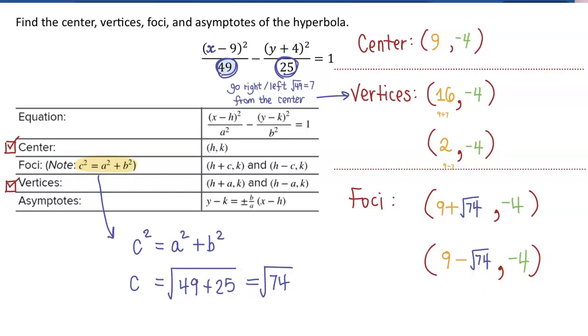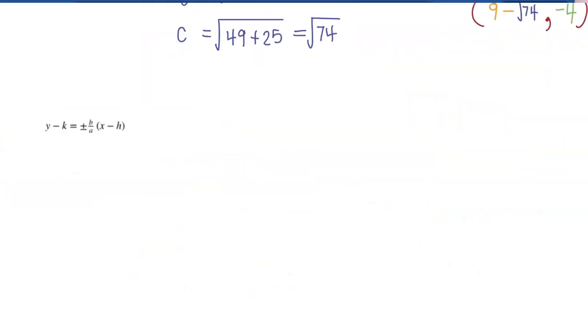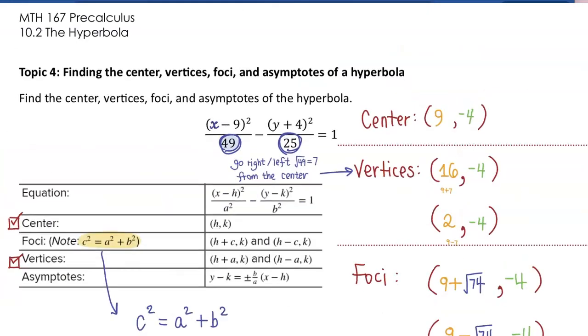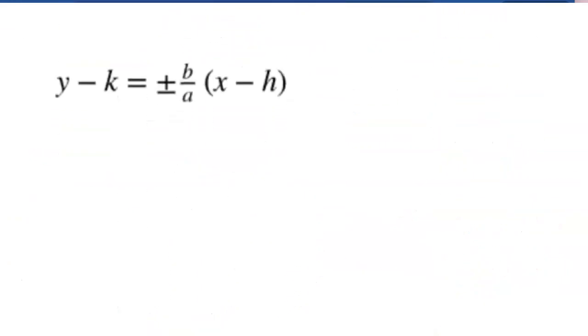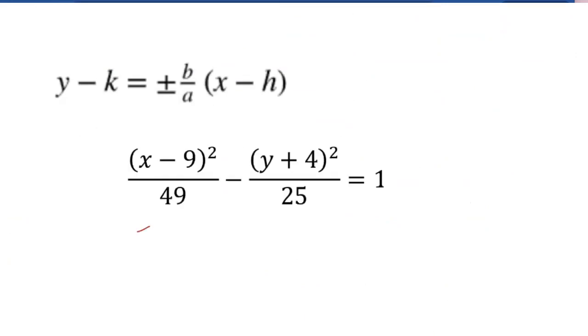I'm going to go ahead and use that equation right here to find the asymptote, okay? I'll copy the asymptote equation, and I'll also copy the equation down. All right. So let me label everything here for you, okay? A is 7, B is 5, because 7 squared is 49 and B squared is 25.